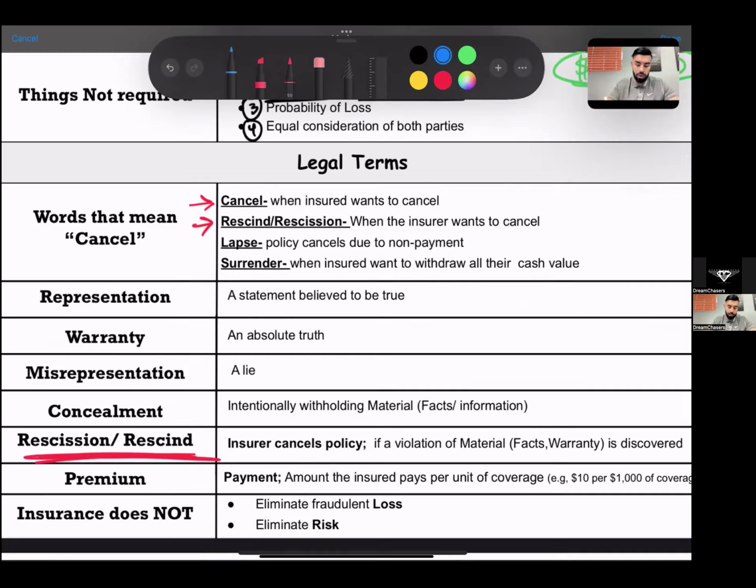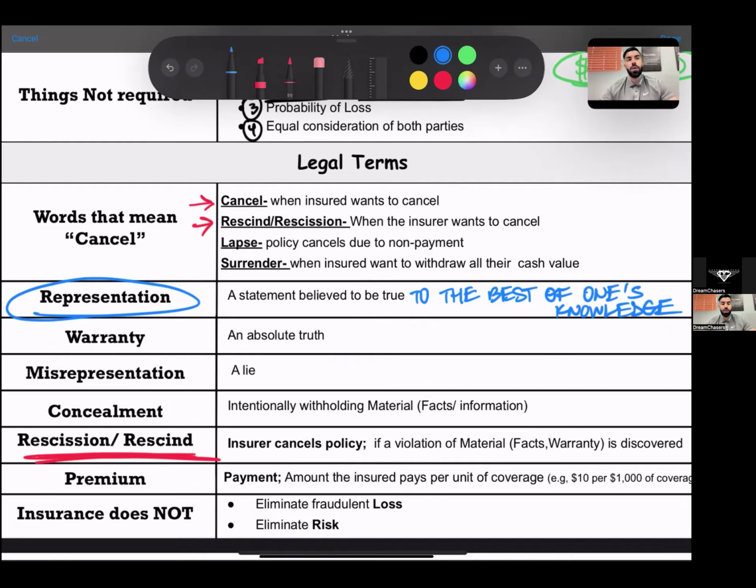The next term is representation. What the term representation means is that it is a statement believed to be true to the best of one's knowledge. For example, let's say I'm sitting down with you and I'm applying for life insurance with you. You ask me, "Hey, Kefren, do you have any health issues? Do you have high blood pressure? Do you have diabetes?" I tell you no.